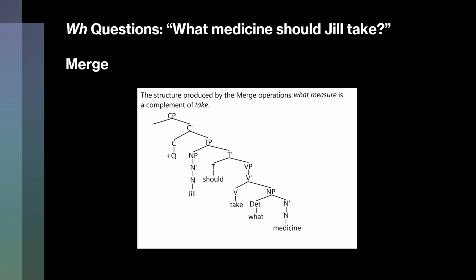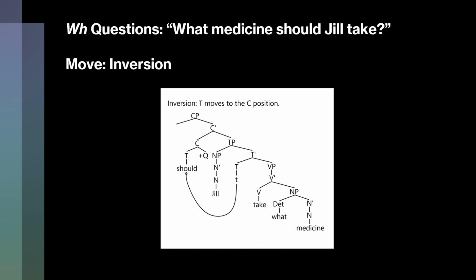But how do we get from this deep structure to our actual question, what medicine should Jill take? Well, the first step is always that inversion. So just like the yes-no question we did, we are going to move our T to the C position. And you see the little arrow here? T to the C position. So that should Jill take what medicine? Doesn't make any sense at this point, because we haven't completed our moves, but we've done our first move. We've inverted our subject and our first auxiliary, which in this case is a modal should.